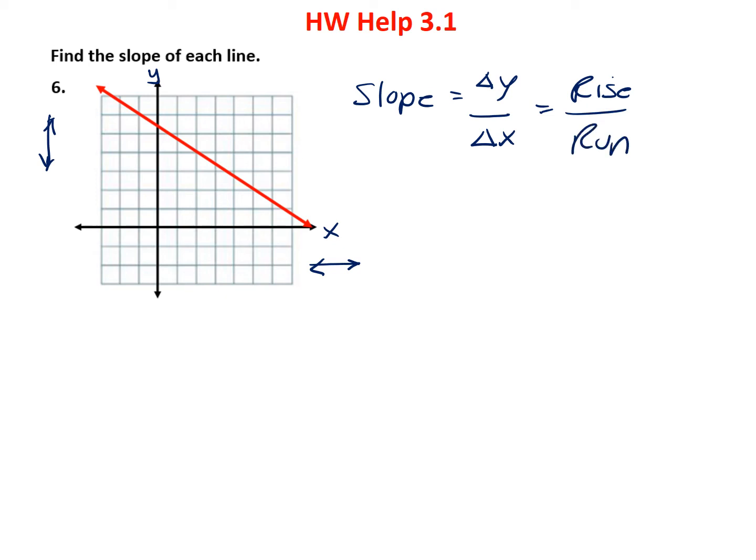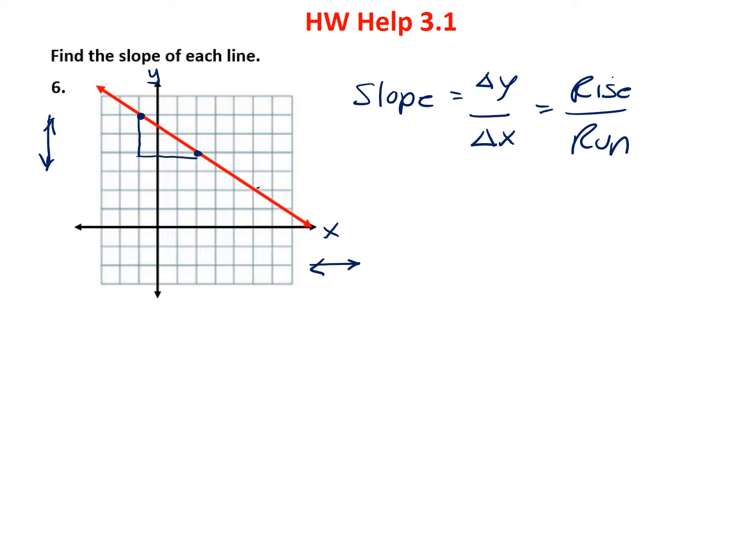So again, we're going to find 2 points on the line where they cross the crosshairs. And I'm noticing one here and one here. Remember, I could pick any points I wanted. I could go down here and pick this point if I wanted to. But I'm going to draw my little triangle.